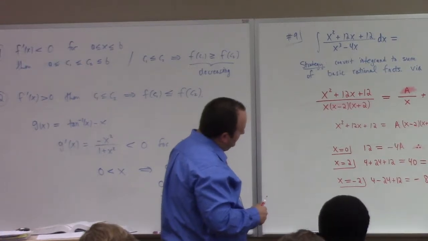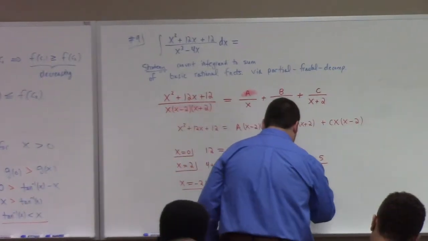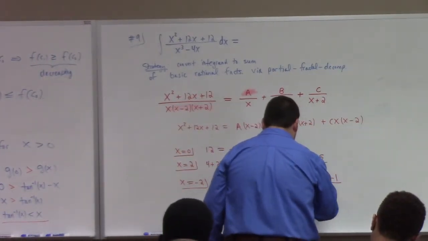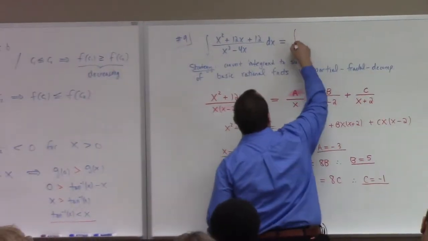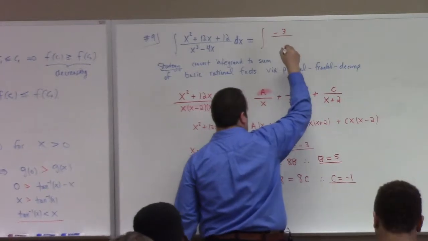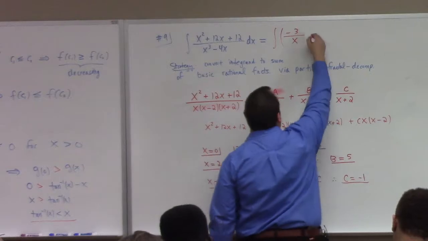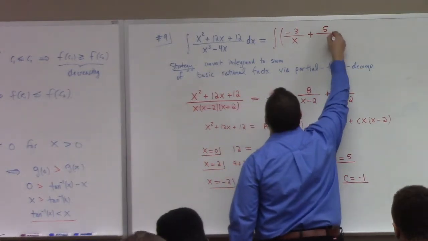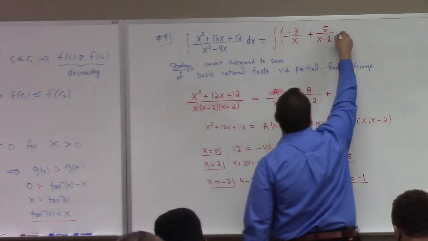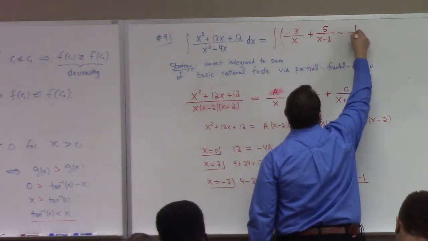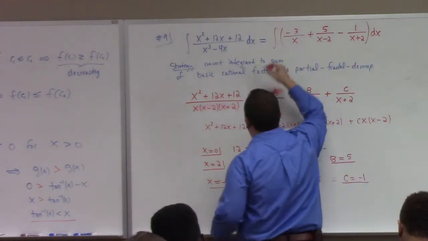Minus 12, minus 8, all right. So C is what? Can't let the students see fractions. No, no, no. Let's see here. So this is the integral of minus 3 over x plus 5 over x minus 2 minus 1 over x plus 2 dx. And how do I know that?